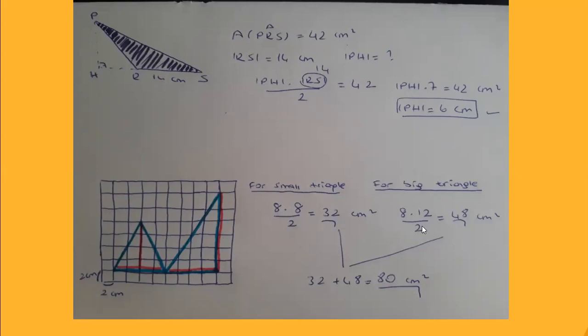And for big triangle, 1, 2, 3, 4, 5, 6. 6 times 2 again, 12. 1, 2, 3, 4, 4 times 2, 8. 8 times 12 over 2 is equal to 48. Then the sum of the area of the triangles is equal to 80 centimeters squared.